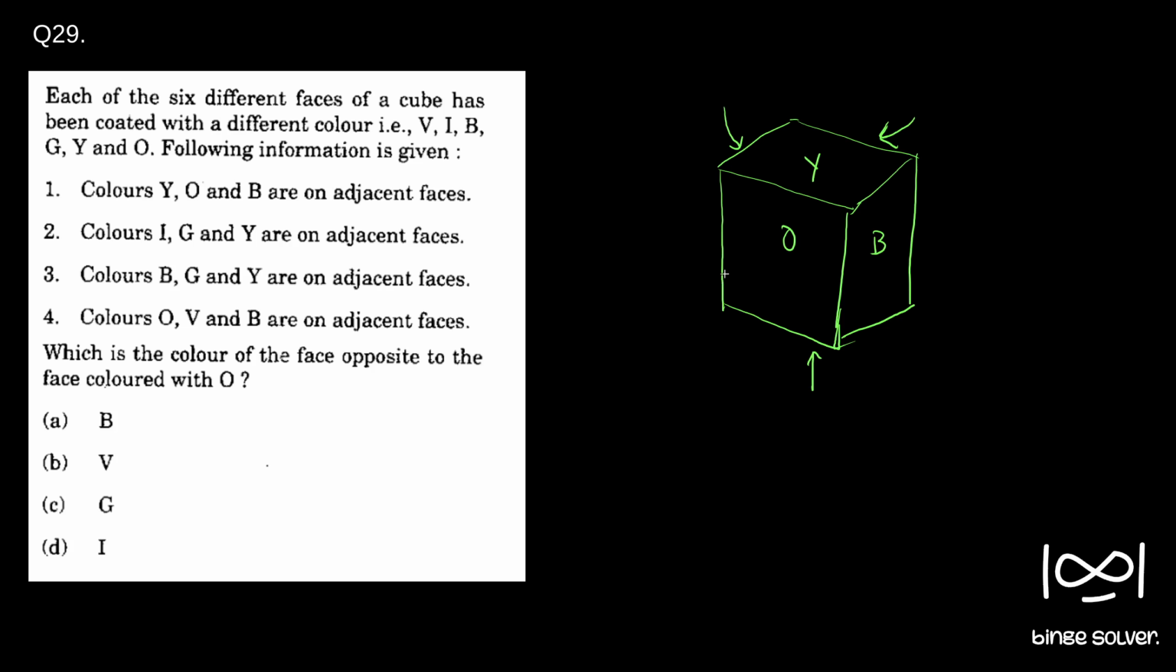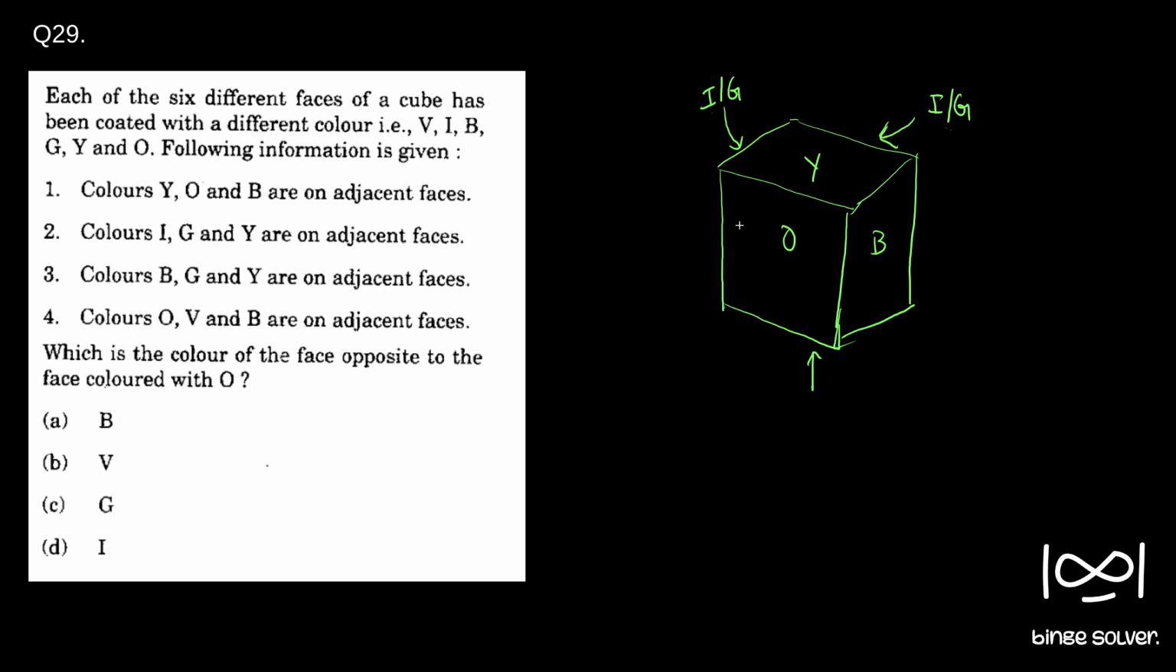Colors I, G, and Y are on adjacent faces. So we have Y here. Y has in total four adjacent faces, and we already know that two adjacent faces are O and B. So the other two adjacent sides are these arrow sides, one on this side and one on this side. We don't know which is I and which is G, so we'll mark it I slash G. So either I is here and G is here, or G is here and I is here. If that is the case, then Y, I, G become adjacent. That is why we wrote it like that.